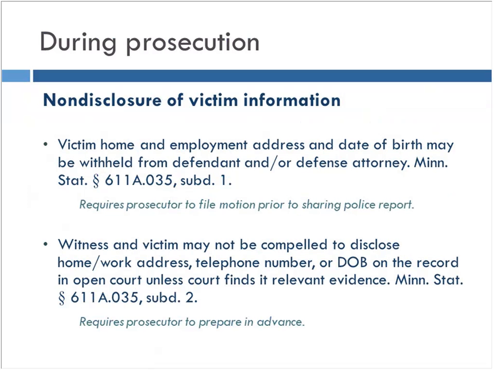The second one has to do with the context of an actual court hearing, where a victim or witness should not be compelled to disclose their home, work address, telephone number, or date of birth on the record unless the court finds that it's relevant. But again, this is something that the prosecutor needs to be prepared with in advance so that they're not dealing with it in the moment. If the victim doesn't want this to happen, they should be talking with the prosecutor, saying, I don't want anybody to know my date of birth. The prosecutor can be prepared to assert this particular right on behalf of the victim.